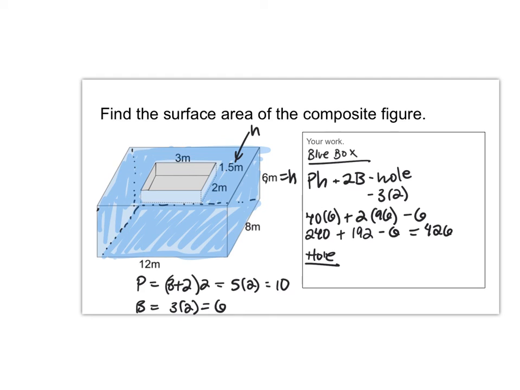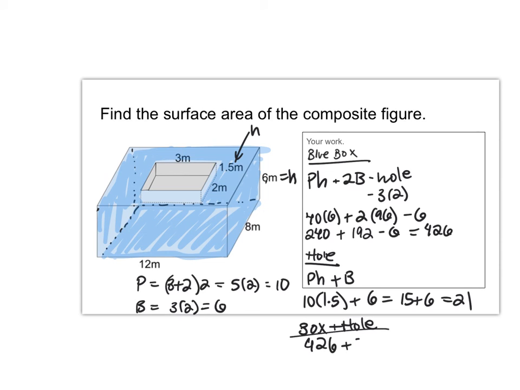Good. And to do the hole, we're going to do pH plus B, because we want to include the bottom of the hole, but we don't want to include the top. That's the opening where it opens up. Okay, so our perimeter is 10, our height is 1.5, and the area of our base is 6. So that's going to end up as 15 plus 6, or 21. Great, so now we just need to add our box to our hole. We often think of subtracting holes, and that's what we would do if this was volume, but it's not. It's surface area, so we're going to add it. Okay, so we have 426 plus 21, and that comes out to 447, and we're talking about meters squared.